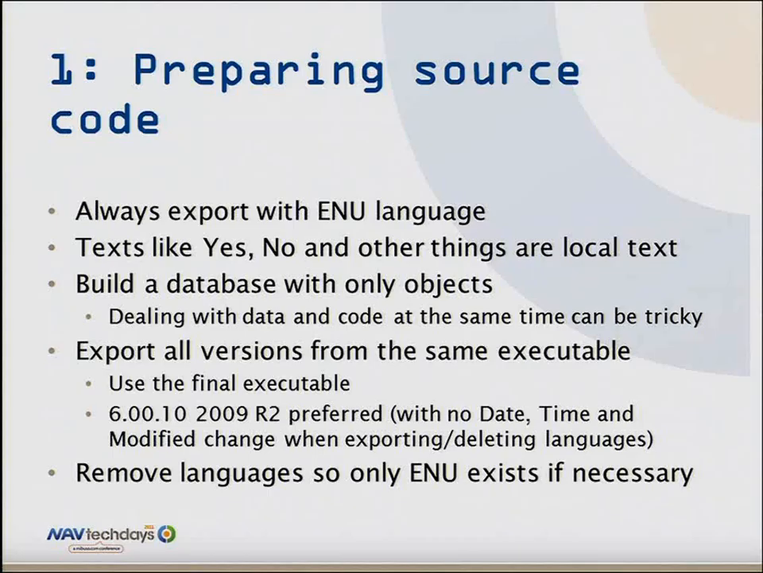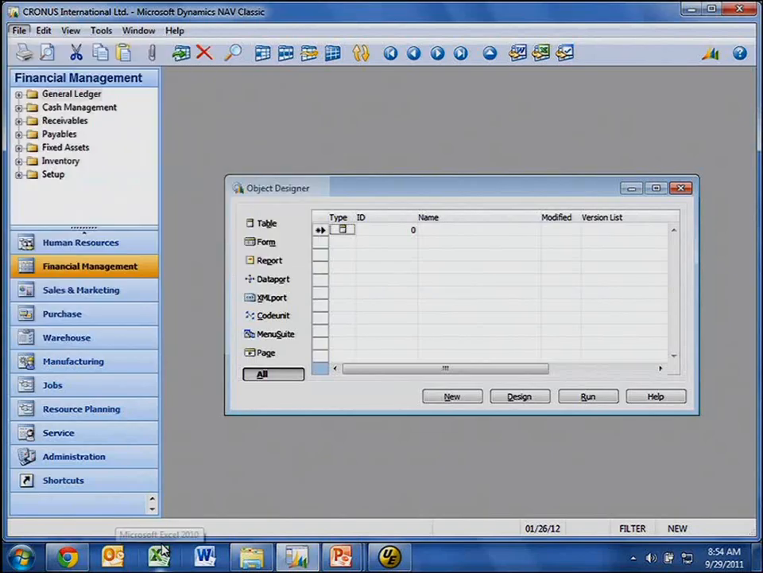The last thing is about removing languages, so you only have the ENU in there. A lot of times a customer will have imported maybe a German text layer in the Danish version or something else in there. And if you don't do anything, there'll be huge differences. Let me switch back here and show an example of that.